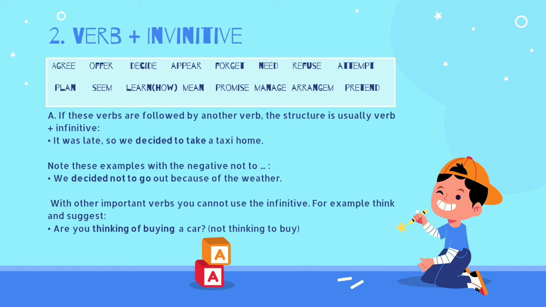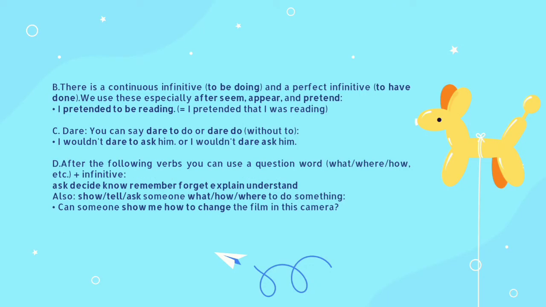With other important verbs, you cannot use the infinitive. For example, think and suggest. Are you thinking of buying a car? B. There is a continuous infinitive, to be doing, and a perfect infinitive, to have done. We use this especially after seem, appear, and pretend. Example, I pretended to be reading.